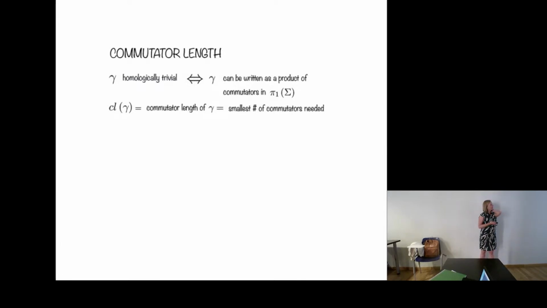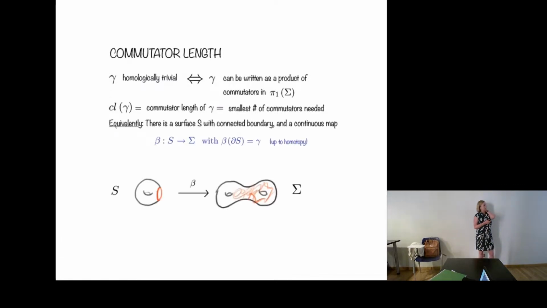So equivalently, we can think of this as, if you're homologically trivial, there's a surface with one boundary component and a continuous map such that the boundary component gets mapped to a curve gamma. The colors are really not showing here, but this might be some very complicated curve. It's just a continuous map of my one boundary surface where the boundary gets mapped to my curve gamma. Okay.